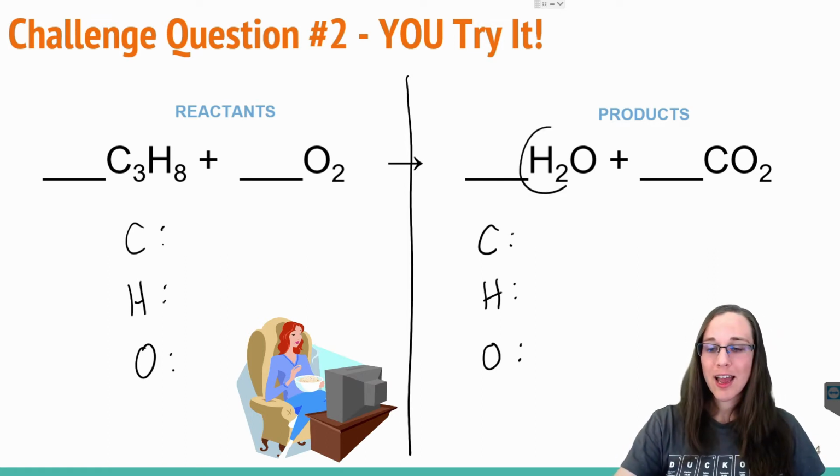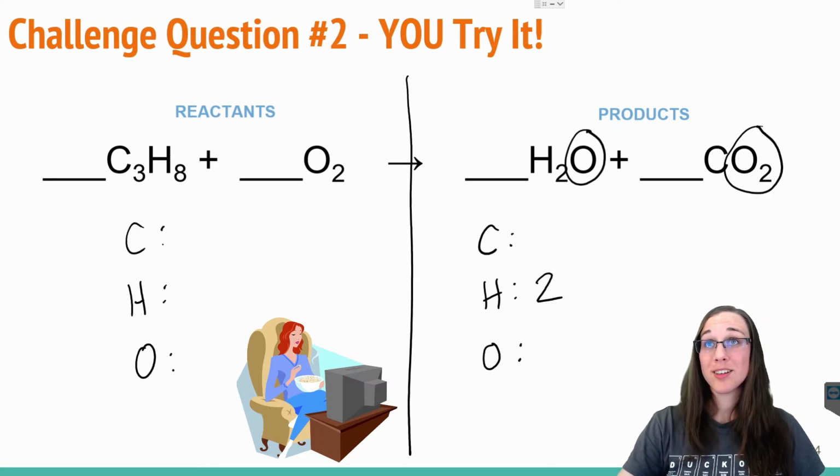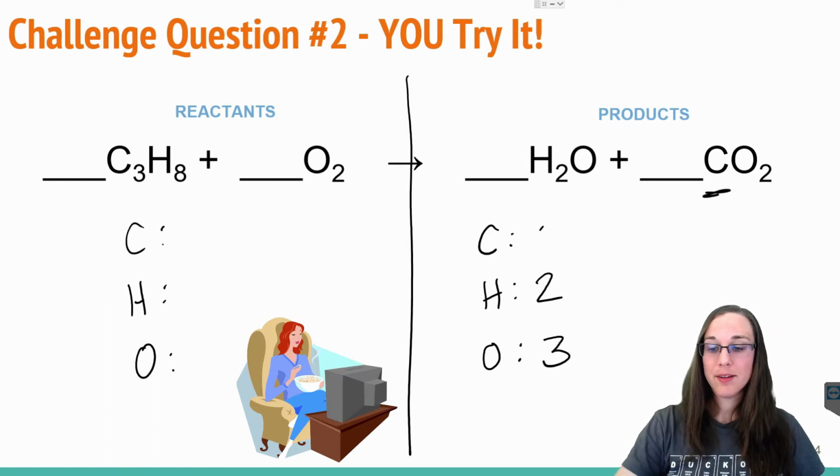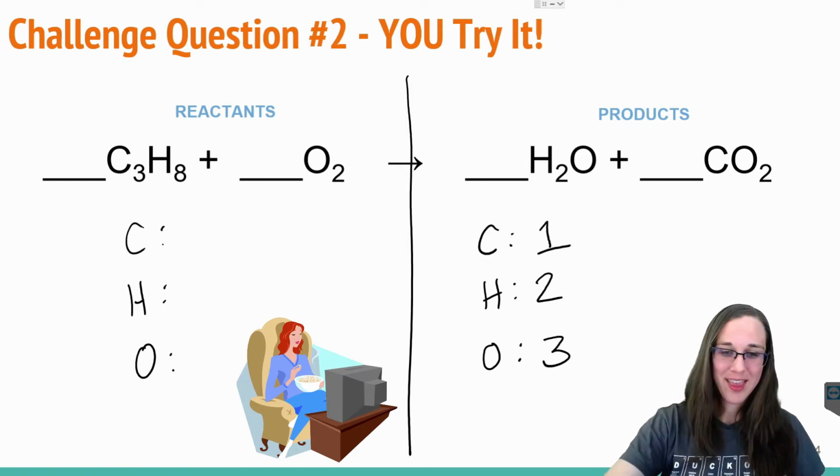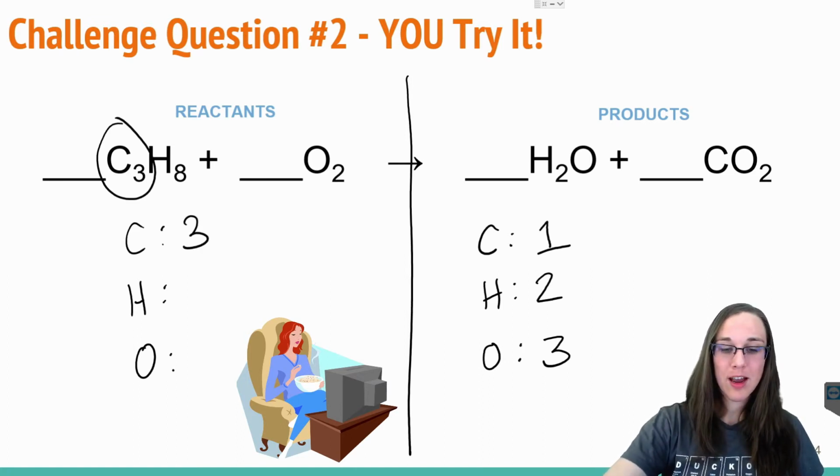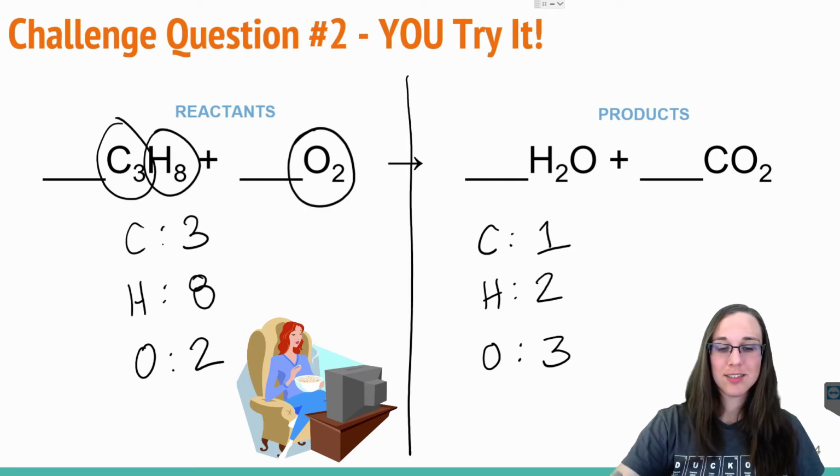On the product side, I have 2 H's. I have 1 oxygen here and 2 oxygens there, so 3 total. And I have 1 carbon. 1, 2, 3. Oh no! I also have 3 carbons. Now how about my reactant side? I have 3 carbons over here. I have 8 hydrogens, and I have 2 oxygens.